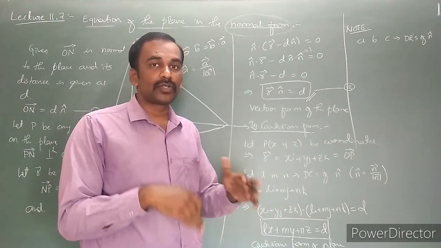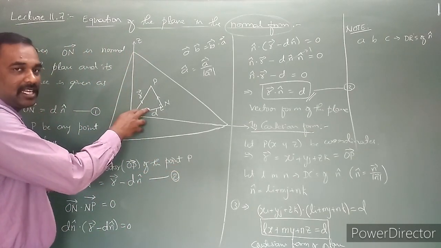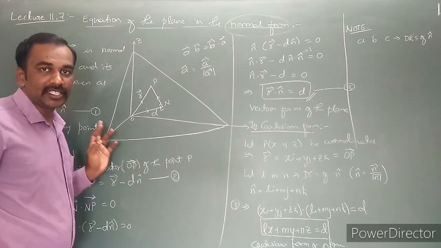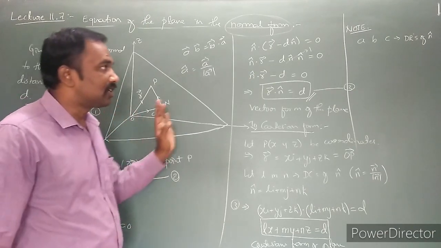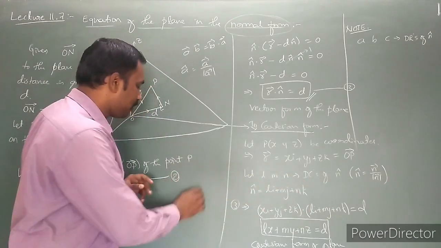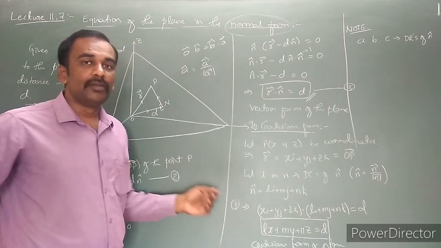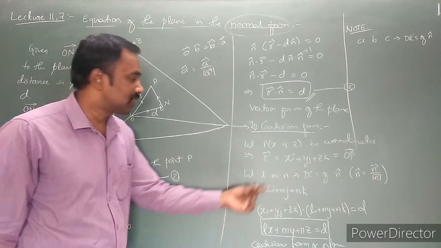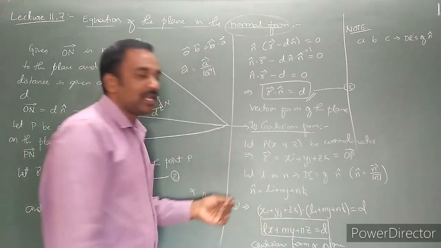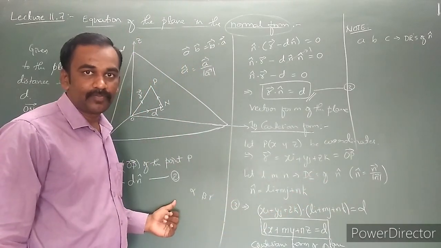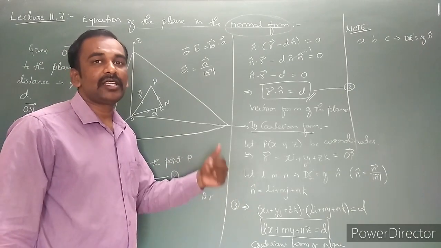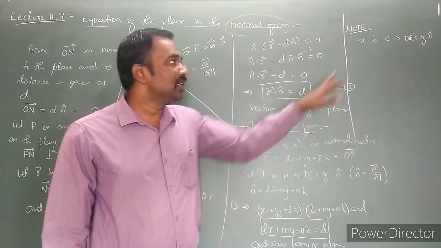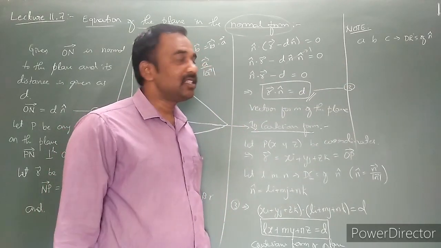Direction cosines mean the cosine values of the angles between the line and the coordinate axes, the x, y and z axes respectively. That is said to be the direction cosines. Alpha, beta, gamma are the angles between the line and the coordinate axes; the cosine values of these angles are the direction cosines. The word itself says direction cosine values of the angles. Direction ratios are any numbers proportional to the direction cosines.